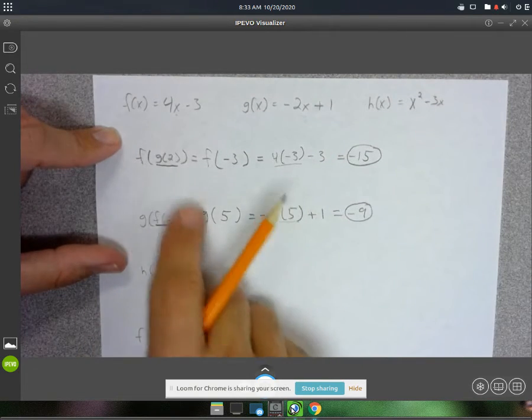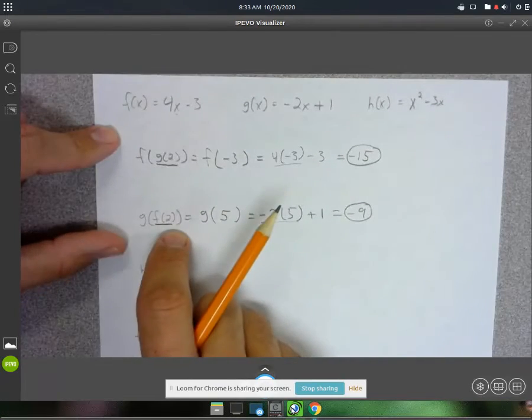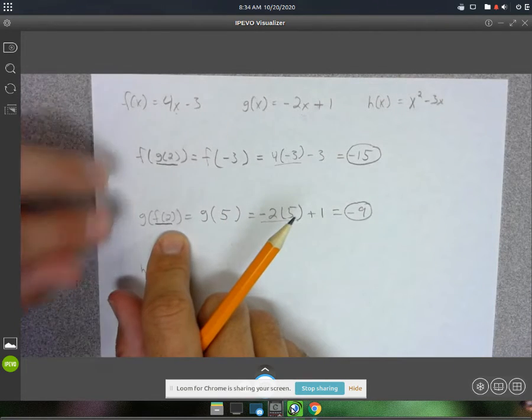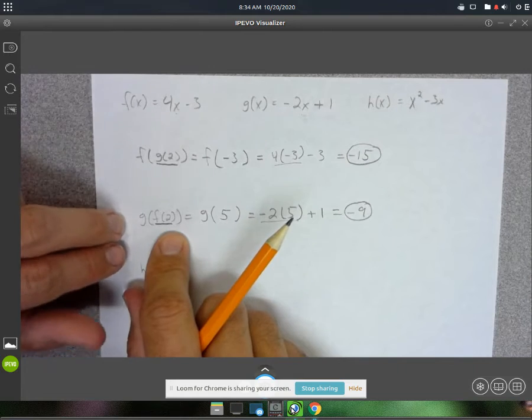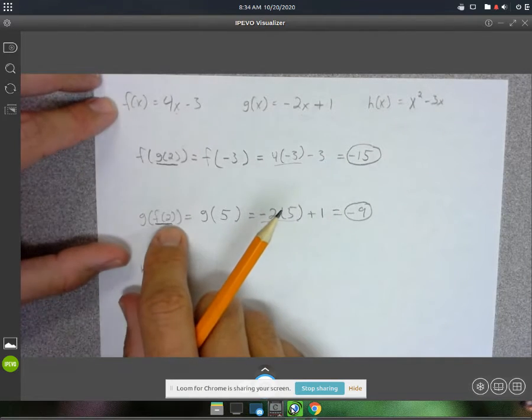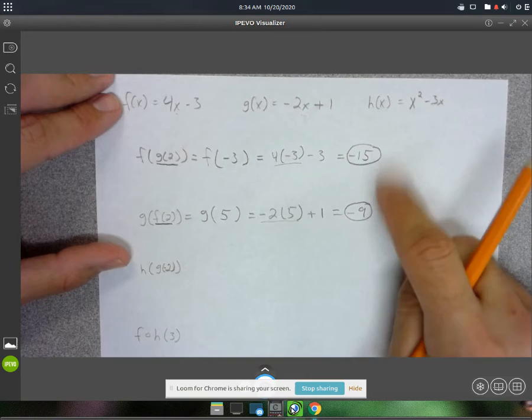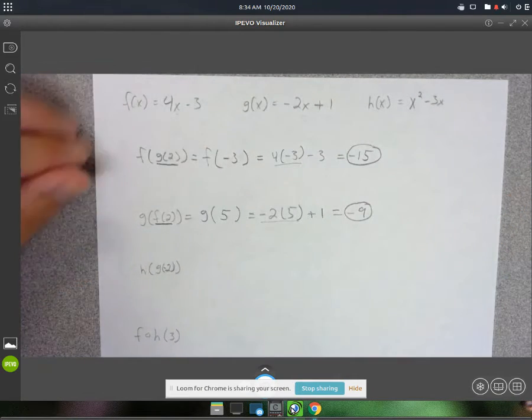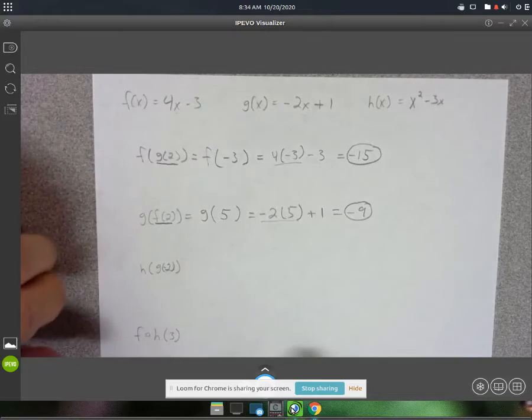So the idea here is that the order matters. Whether you're doing f of g of 2 or g of f of 2, I want to emphasize that with function composition, the order in which you do them does matter, because you will not get the same answer most of the time. There is one situation where you do get the same answer, but that's not important right now.